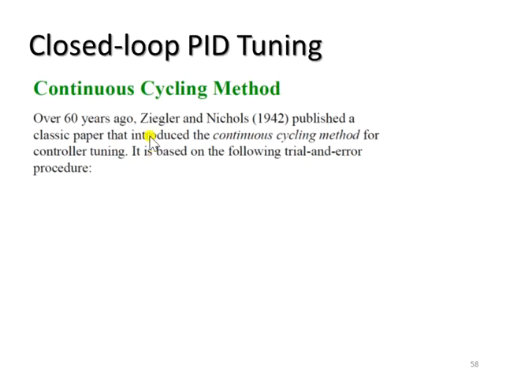Let's look at the first tuning approach, which is closed loop PID tuning. So we are going to look at the continuous cycling method introduced by Ziegler and Nichols in 1942, which has been introduced in the paper titled "Optimum Settings for Automatic Controllers". This tuning approach is based on a trial and error procedure as follows.